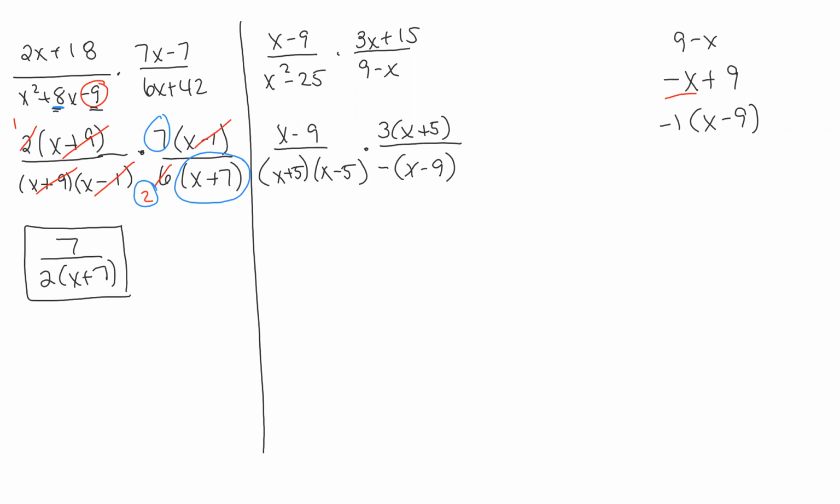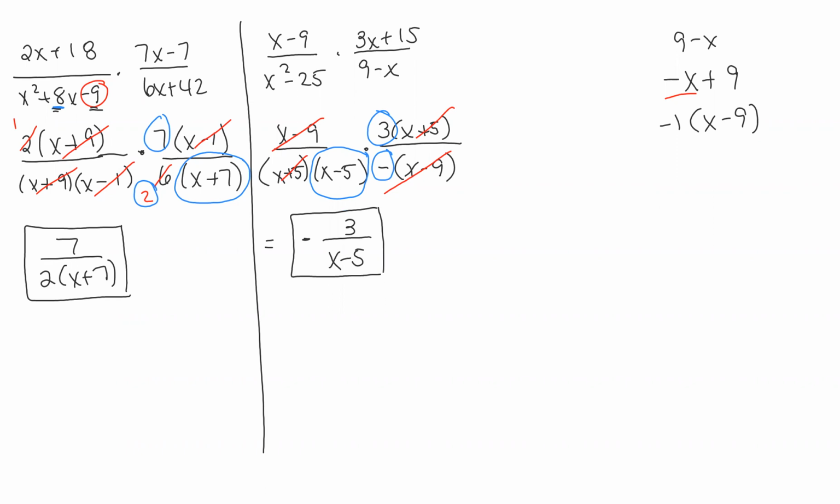It just so happens that the x minus 9s cancel. X plus 5s cancel. And so then what am I left with? Well, in the numerator, I'm left with a 3. In the denominator, I'm left with x minus 5 and that negative 1 that I factored out of 9 minus x. So my final answer here is going to be 3 over x minus 5. And then that negative, what I'm going to do is I'm just going to put it out front. So my final answer is negative 3 over x minus 5.